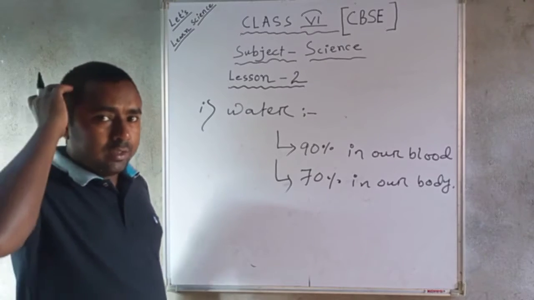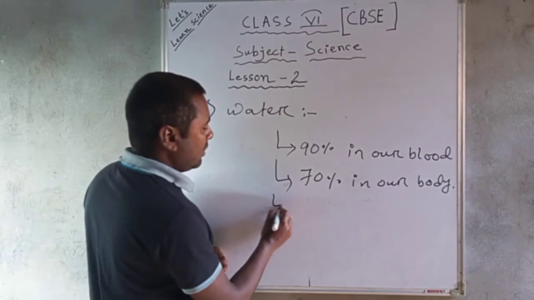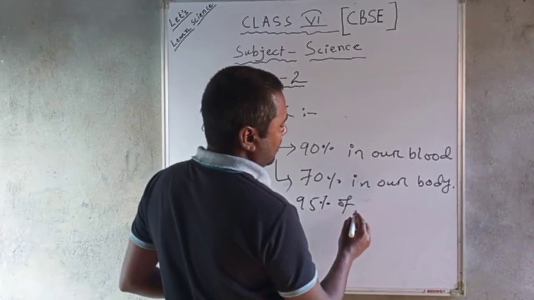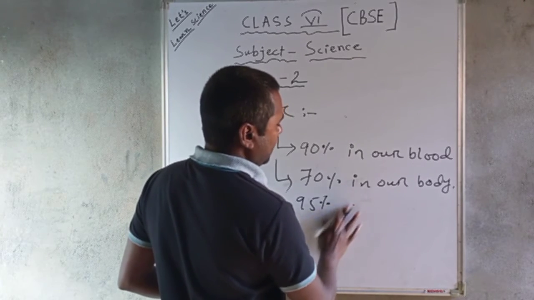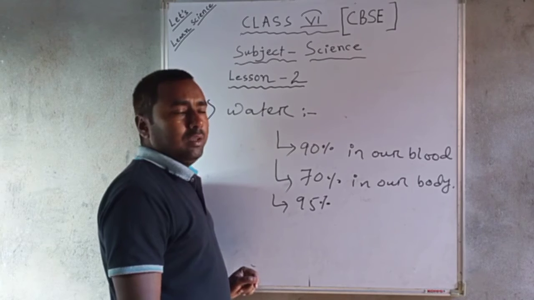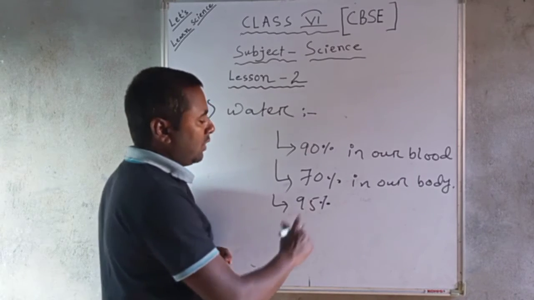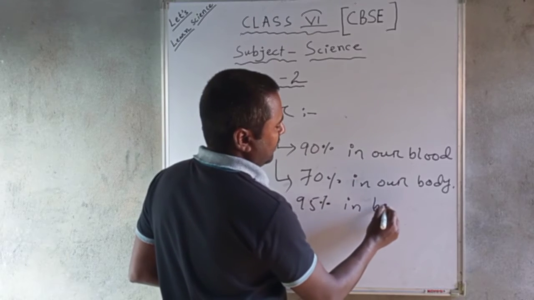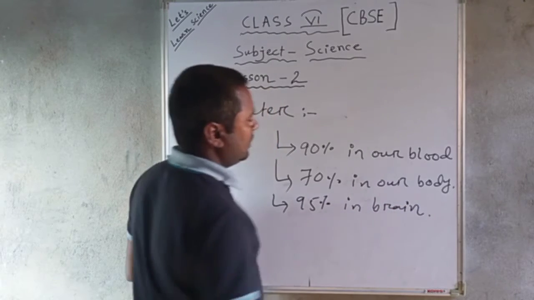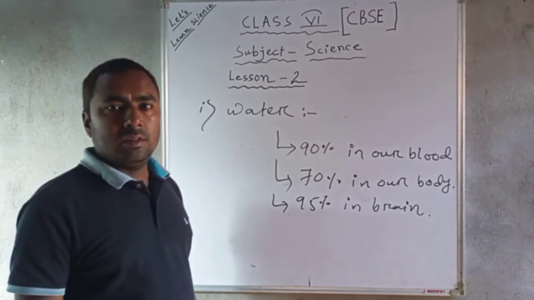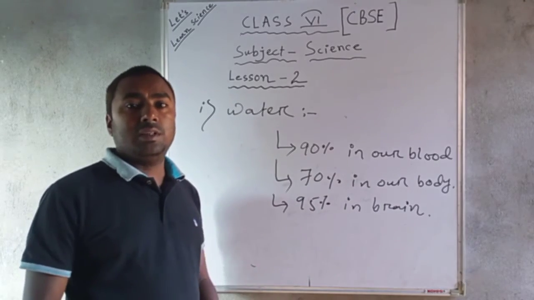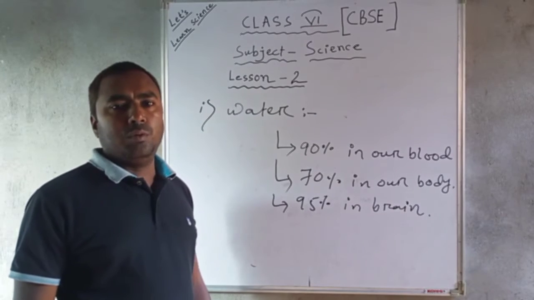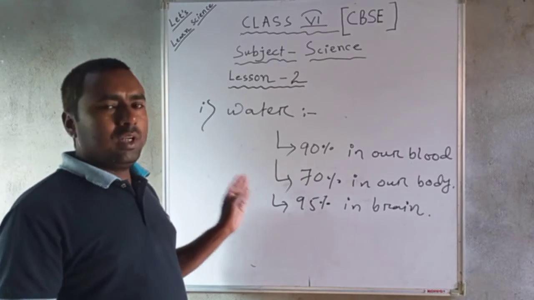Our brain, the human brain, is composed of about 95% water. That is 95% in the brain. So can you imagine what percent of our entire body is made up of water? That's why it is very important.